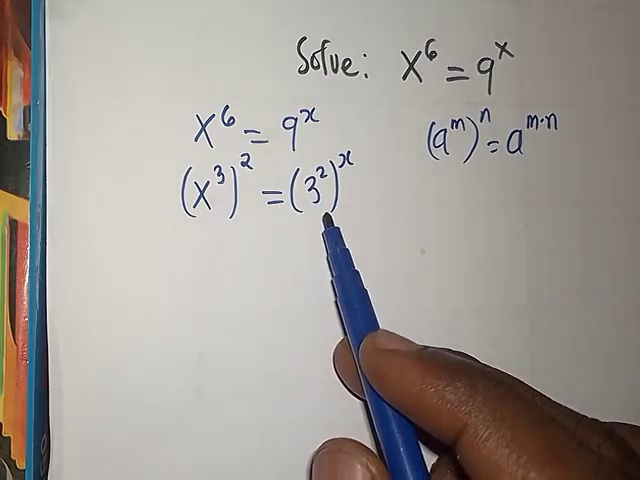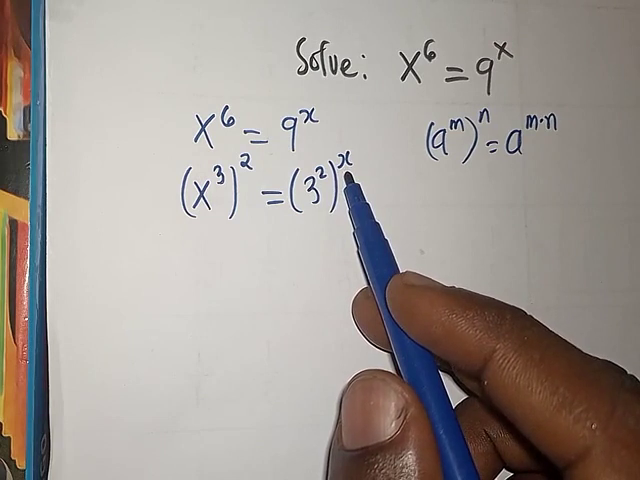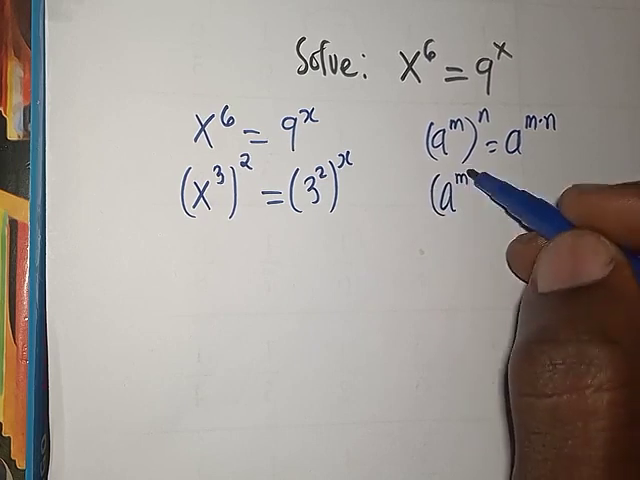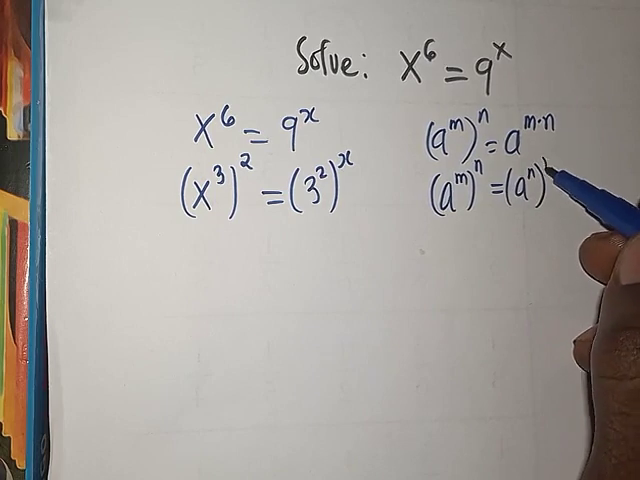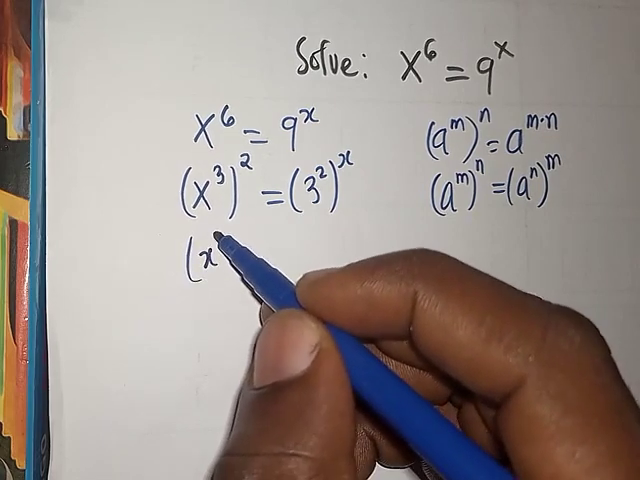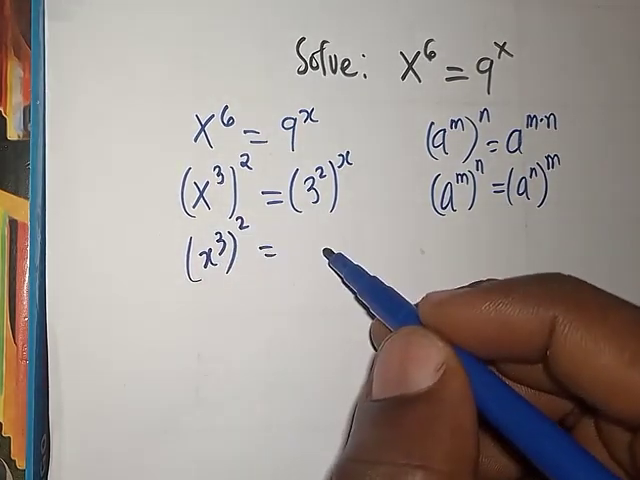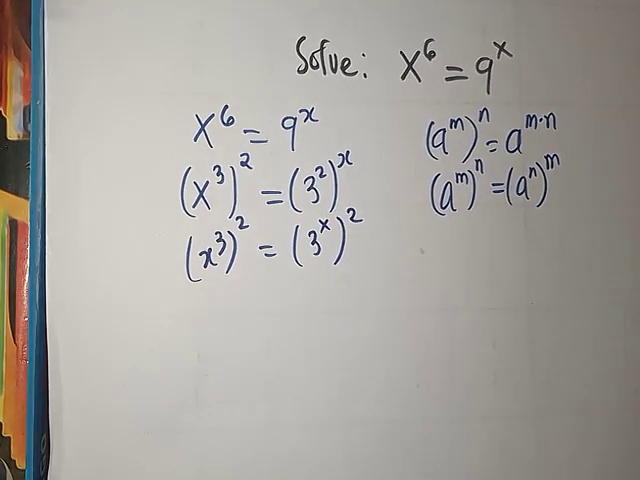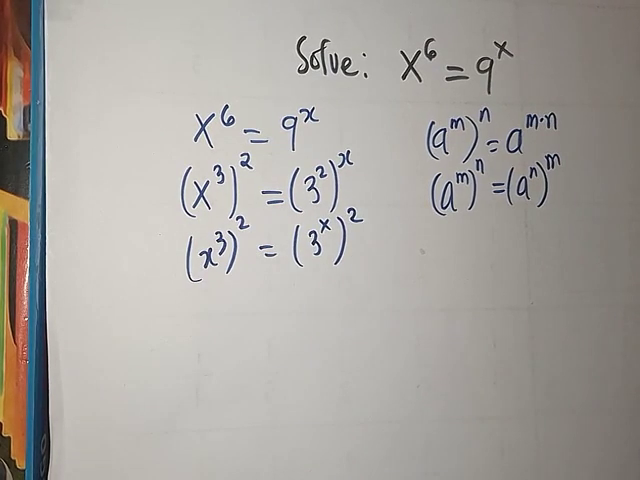Now the same thing here, I want to write this 3 to power 2, to power x again. Using this, when you have a to power m, to power n, it can also be a to power n, to power m, putting n inside and the m outside. So I'm going to interchange the powers here. So I have x to power 3, to power 2 equals 3 to power x, then to power 2. Now as we can see, we have the exponents now 2, 2, which are the same.